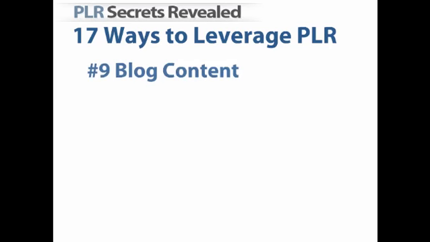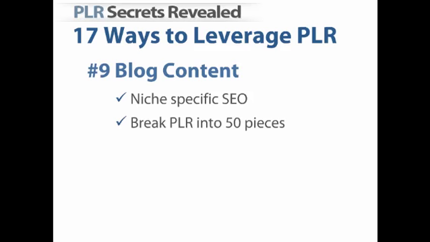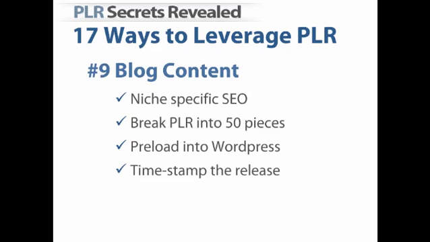Number 9, blog content. It's niche-specific SEO when you're using PLR. It makes it so quick and easy for you just to change some keywords, to change a little bit of the content to make sure that you've got it SEO specific for your niche market. You can break the PLR into like 50 pieces, and now you've got 50 different blog posts. You can preload that into WordPress, timestamp the release, and then just refill it as needed.